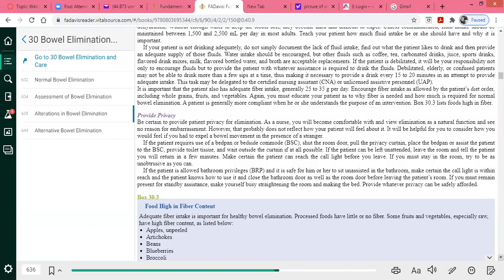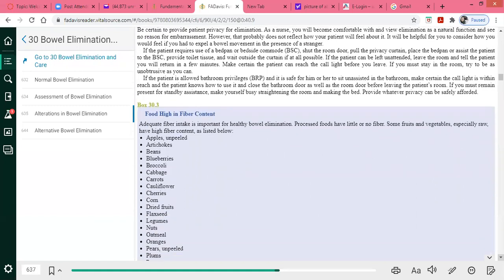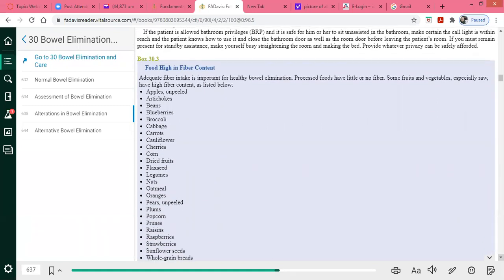And the book does provide a list of foods high in fiber. Again, at this point, student practical nurses, you should be learning the different nutrients and vitamins inside of every food. What food is highest in potassium? What foods are higher in calcium? What foods are high in fiber? You need to know that so that when you have to educate or enforce, you are well aware.